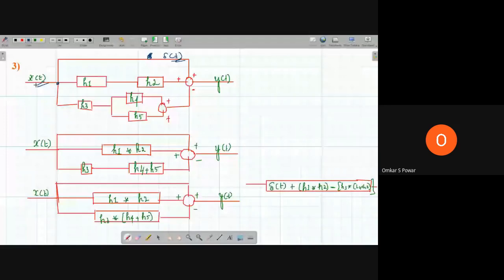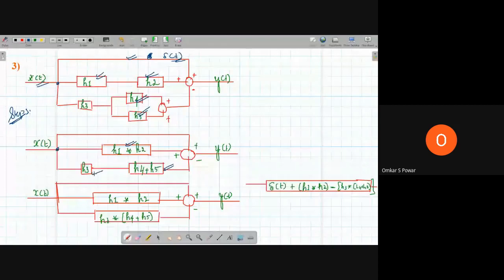So step 1. In step 1, what will we do? See this h1 and h2, they are in series. So h1 convolved with h2. So del of t, let it be as it is. Then we go to this h4 in parallel with h5, so it is h4 plus h5. H3 I'll keep as it is because I'm going to solve it in the next step.